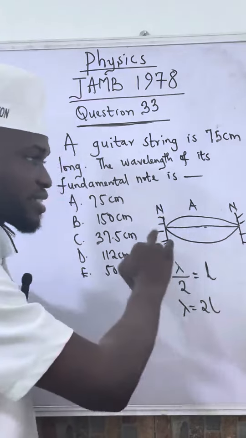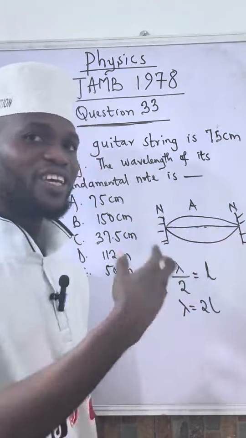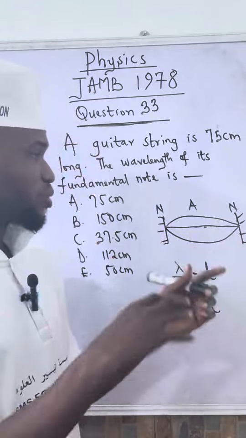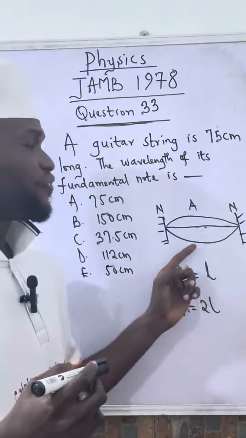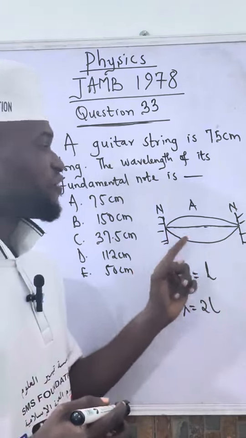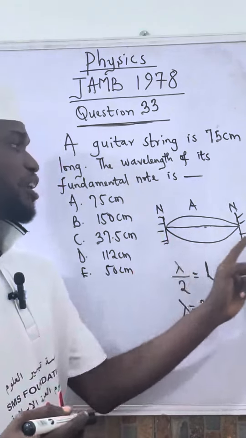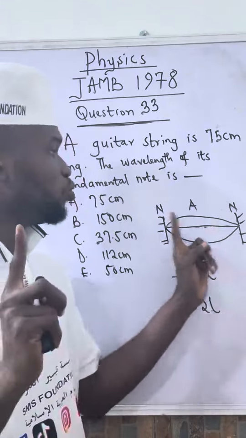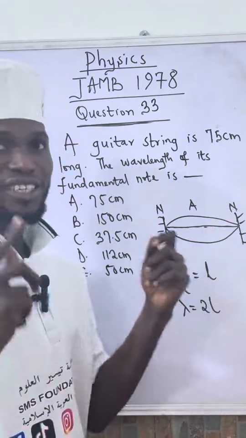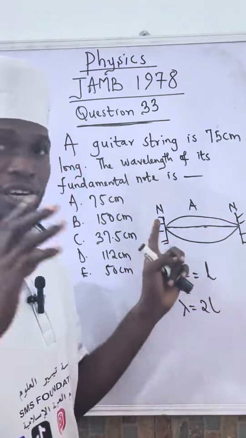So this loop that we have here is the fundamental loop. So this is the fundamental vibration. You can also call it the first harmonic. So this is the vibration of the first harmonic. So the one that forms only a single loop or one segment like this is known as the fundamental note.